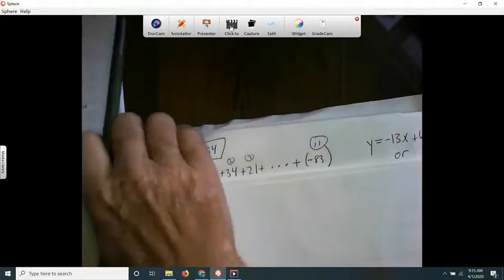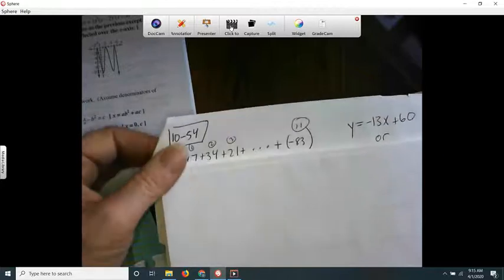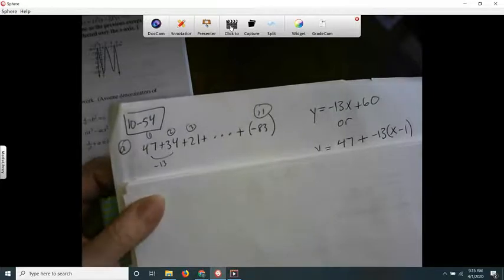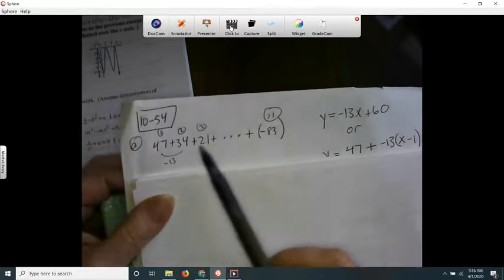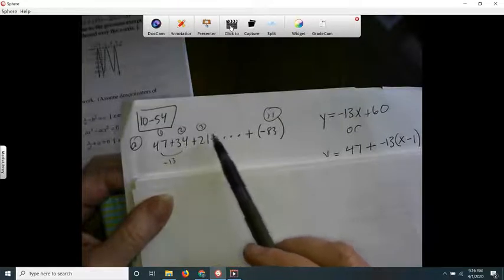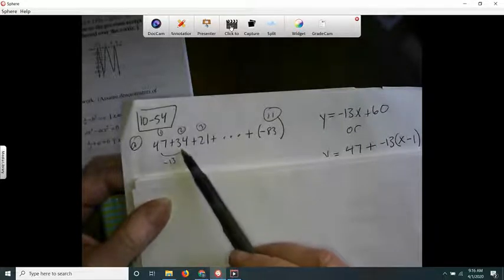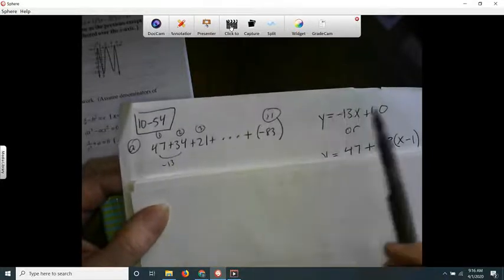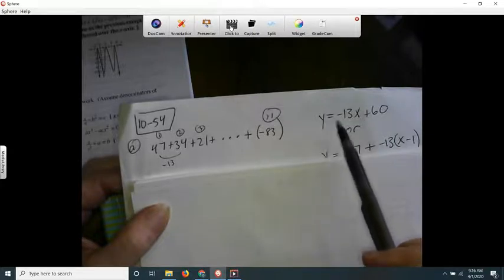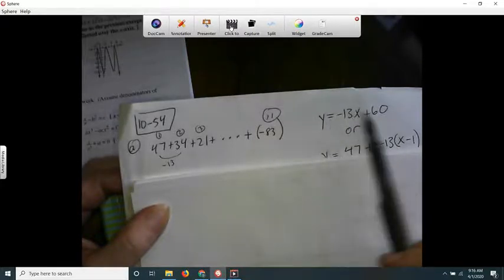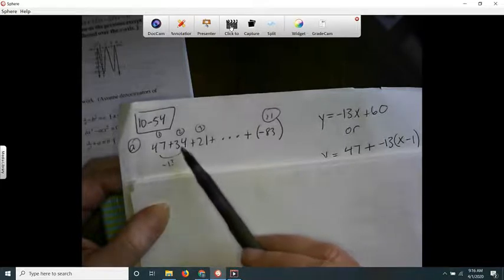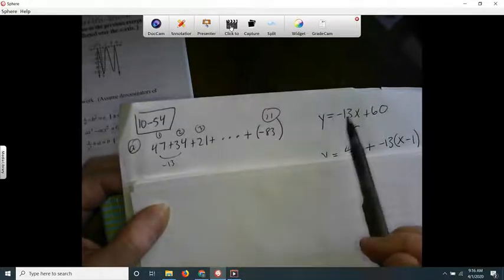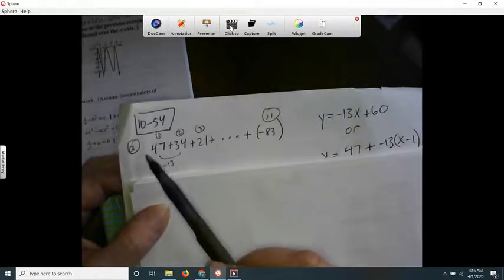So this is just the sequence. The first thing you want to do when you're trying to get it into sigma notation is find out what the rule is. I counted that it was going down by 13 every time. So that gives me the slope. Like if it was a function, it would be like y equals mx plus b. So whatever it's adding each time is the slope, and then the y-intercept is a 0th term.